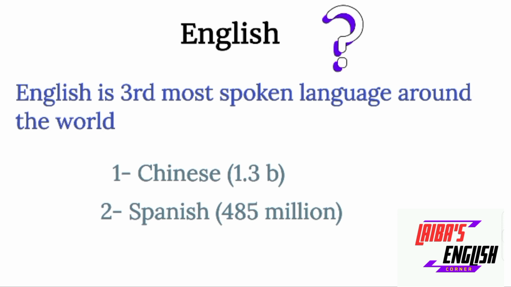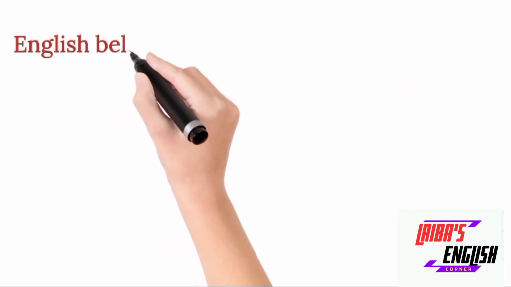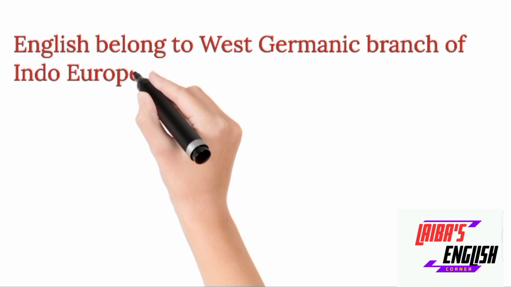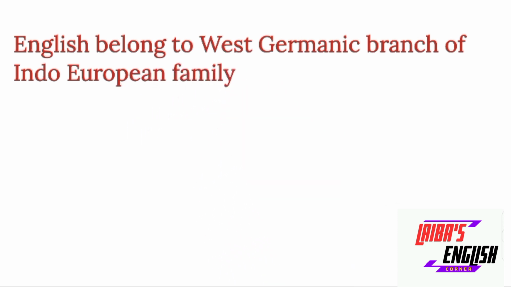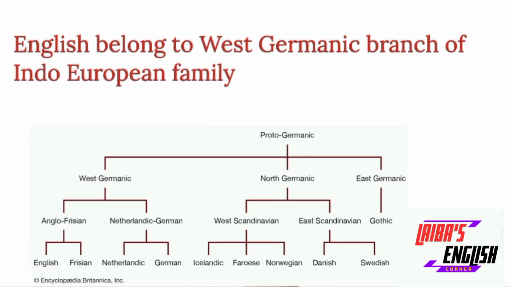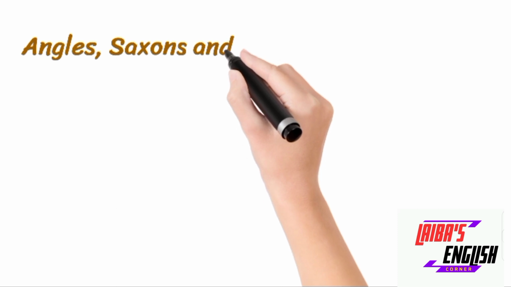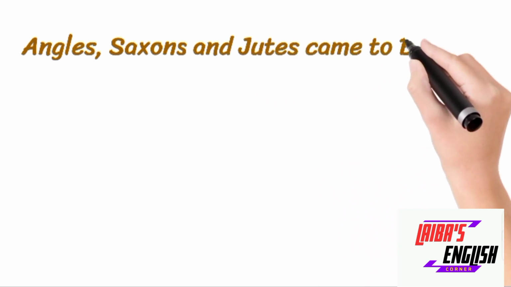Now we will see the history of the English language. Basically, English belonged to the West Germanic branch of the Indo-European family tree. A family tree is basically created to see which language belonged to which family. English belonged to the West Germanic branch of the Indo-European family. From this tree you can see the Indo-European family figure. Basically, the Indo-European family tree is divided into many types. So, the history of the English language started from here.